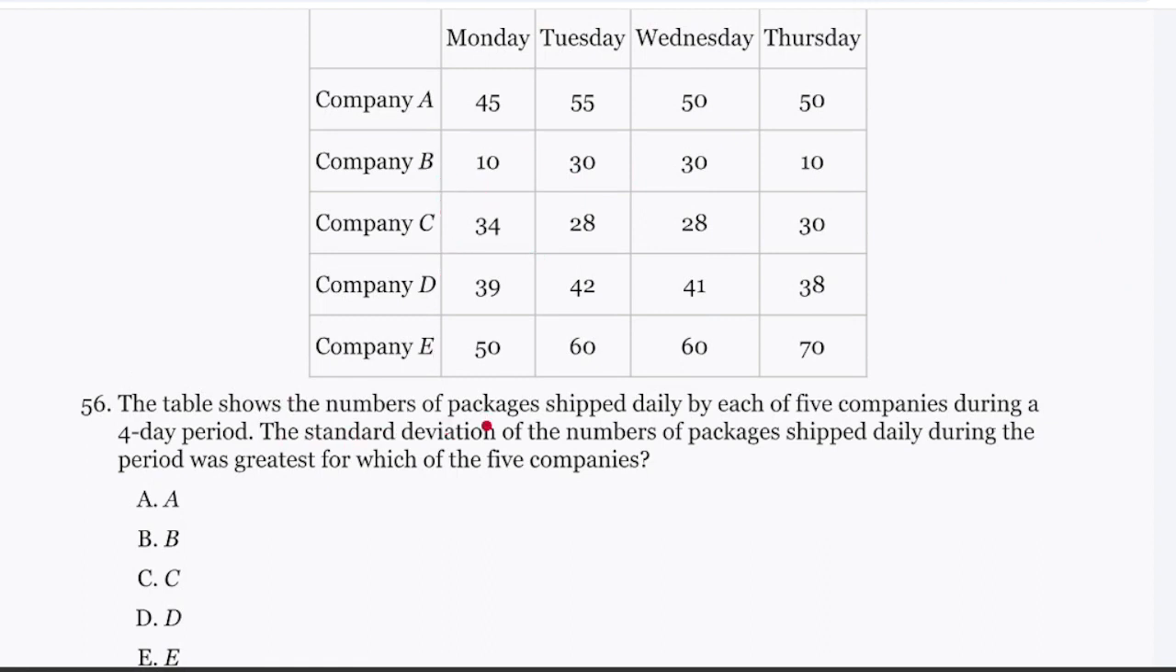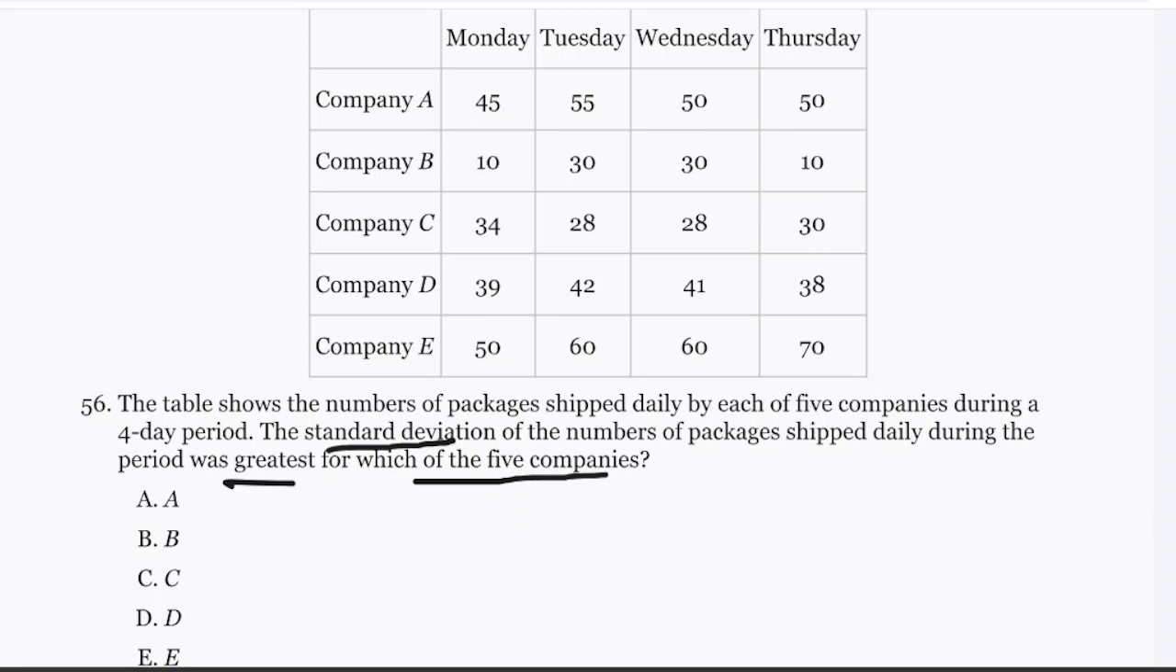The table shows the number of packages shipped daily by each of the 5 companies during a 4-day period. The standard deviation of the number of packages shipped daily during the period was greatest for which of the 5 companies? Now you have to find out for which of these 5 companies the standard deviation is greatest. How will you do it?